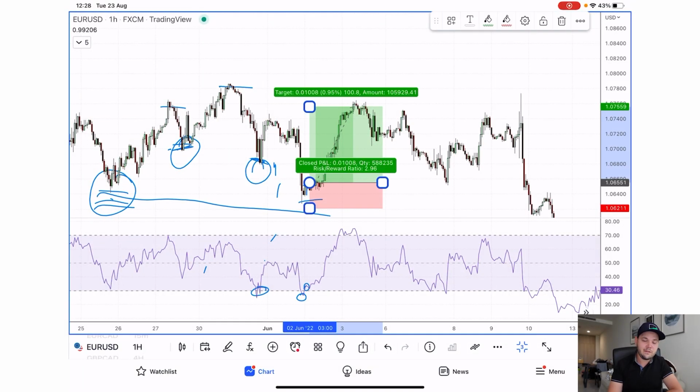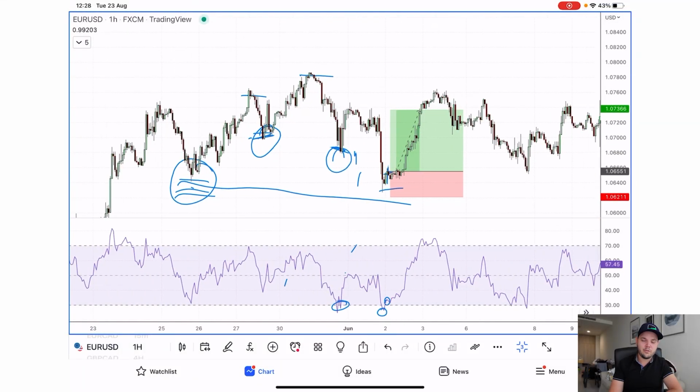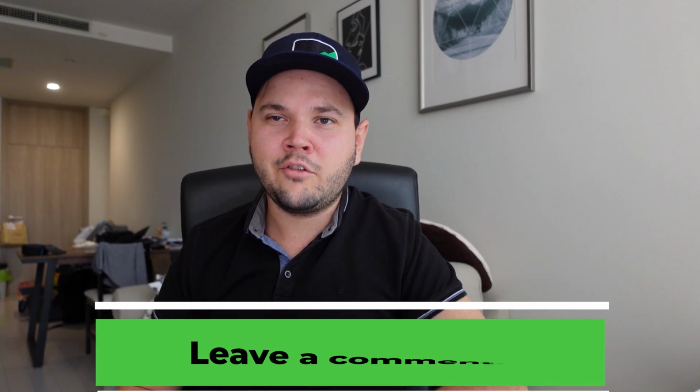This is almost 3 to 1. Even if you were to put a little bit less than that, 2.5 is still pretty good. 2.3 would still be fine. So it depends how you put it, but this will be a pretty good take profit in this example. So hope that makes sense. Hope you see how we can trade the RSI here.